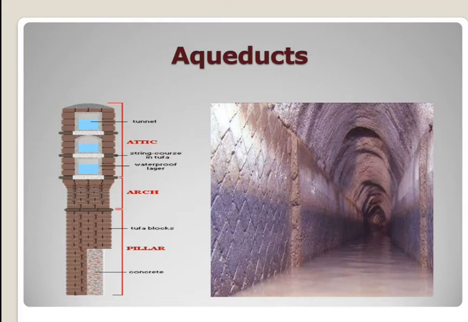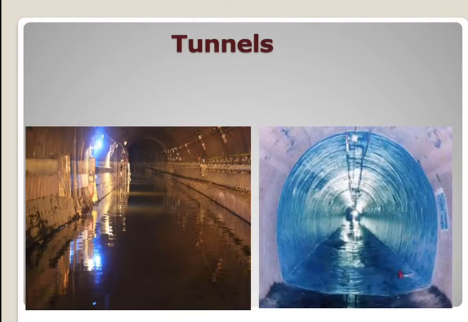Actually in olden days rectangular aqueducts were used, but these days we use aqueducts in the shape of a horseshoe, or even circular sections are also commonly used. And the aqueducts are mostly constructed using cement concrete, and the average velocity should be 1 meter per second. The flow velocity of water in an aqueduct should be limited to 1 meter per second.